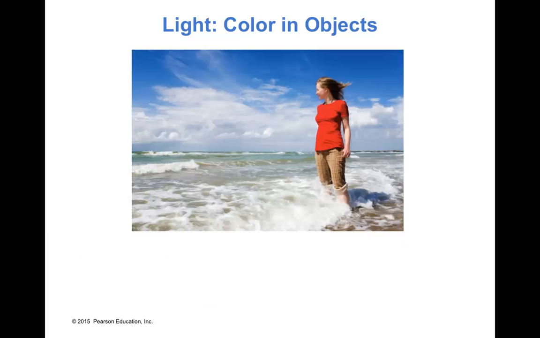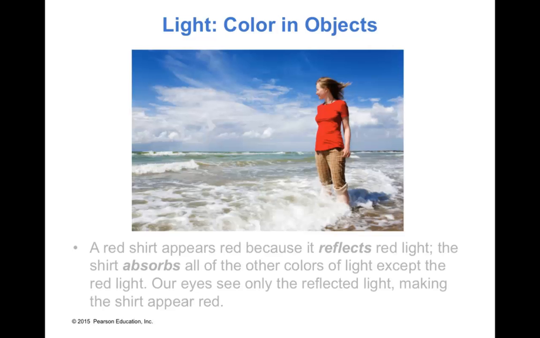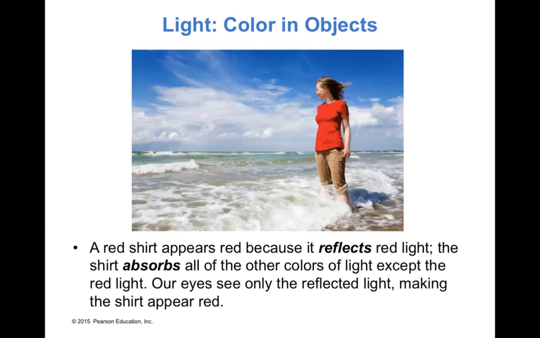Here we have a girl with a red shirt, and the shirt is red because it reflects the red light. The shirt absorbs all of the other colors of light except the red light. Our eyes see only the reflected light, making the shirt appear to be red.